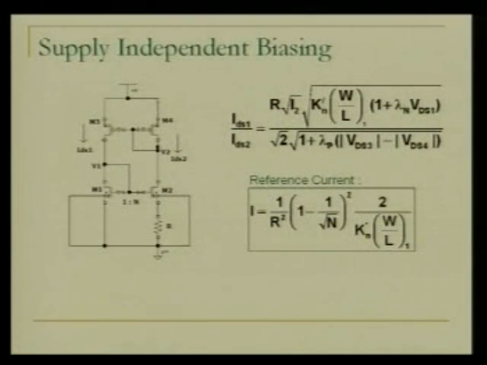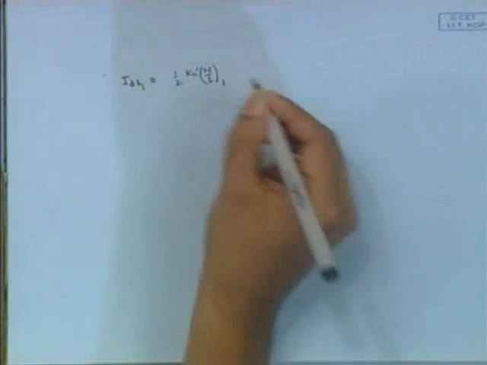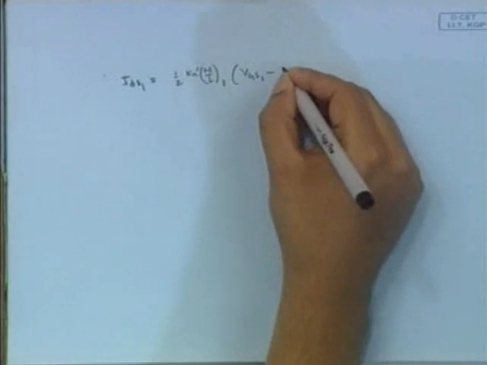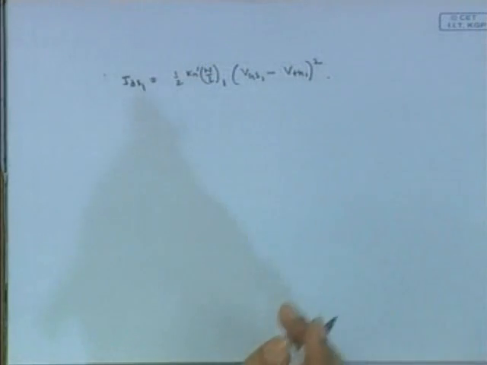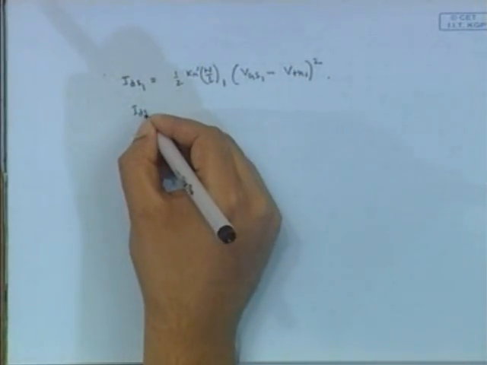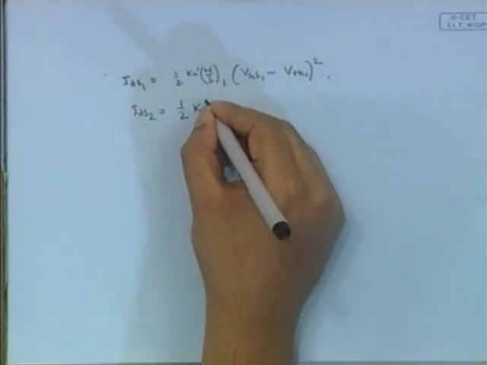So here we propose a structure where, for example, let the current through M1 be IDS1, that should be half K dash W by L1 times (VGS1 minus VTH1) whole square, if we neglect the lambda effect, right? Again, IDS2 should be equal to half of K dash.